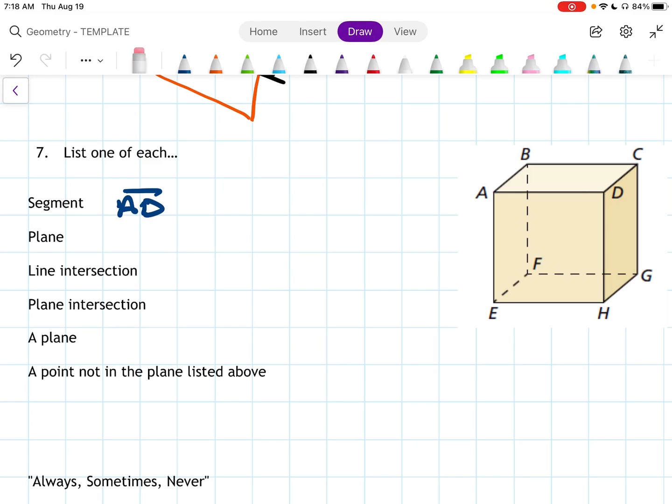A plane, let's talk about the side of the figure that's kind of like facing us, right? We're talking about this side, okay? We have 4 letters. We have to pick 3. It doesn't matter which 3 we pick. So we can say plane A, D, H.